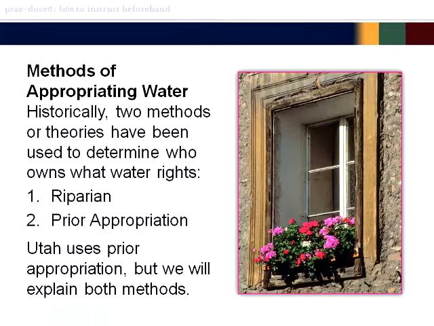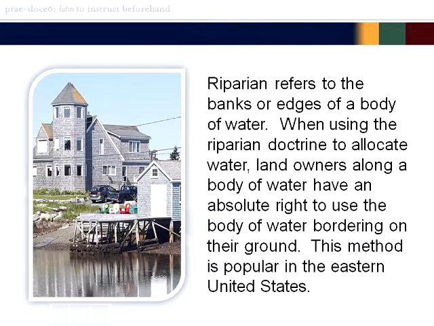Methods of appropriating water. Historically, two methods or theories have been used to determine who owns what water rights. One, riparian. Two, prior appropriation. Utah uses prior appropriation, but we will explain both methods. Riparian refers to the banks or edges of a body of water. When using the riparian doctrine to allocate water, landowners along a body of water have an absolute right to use the body of water bordering on their ground. This method is popular in the eastern United States.